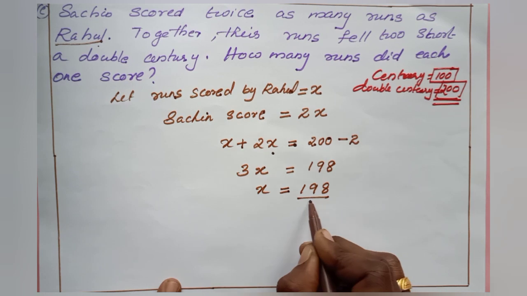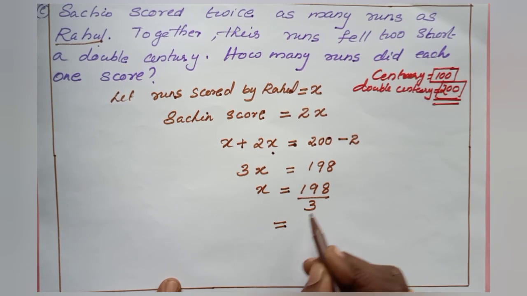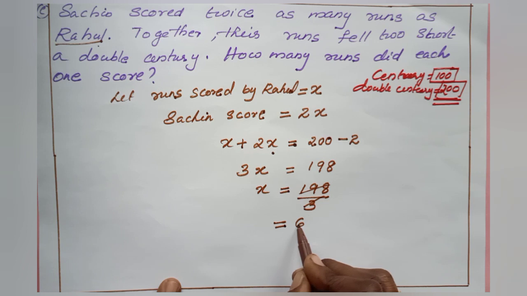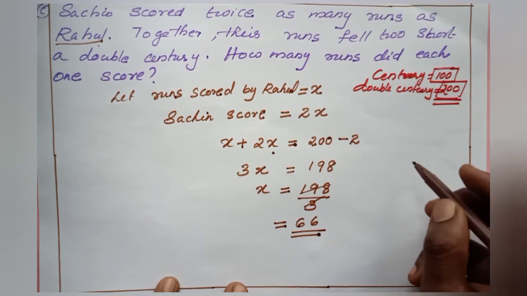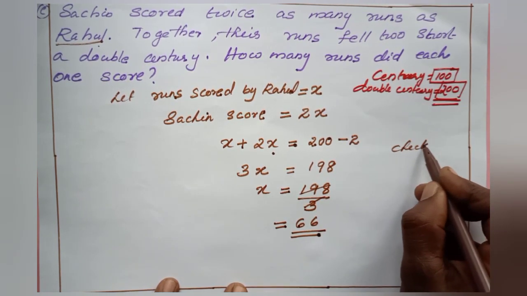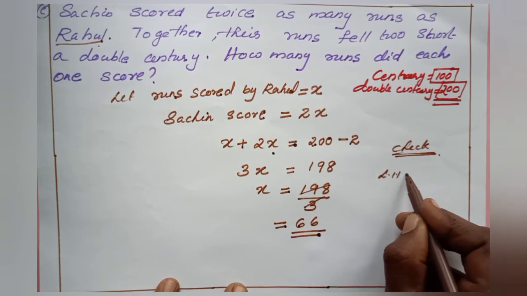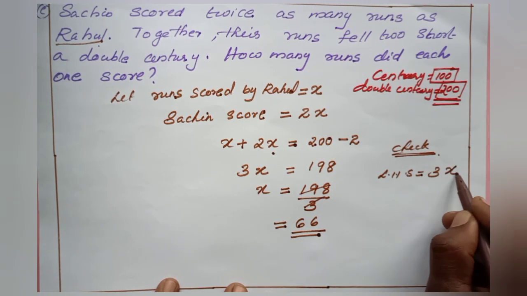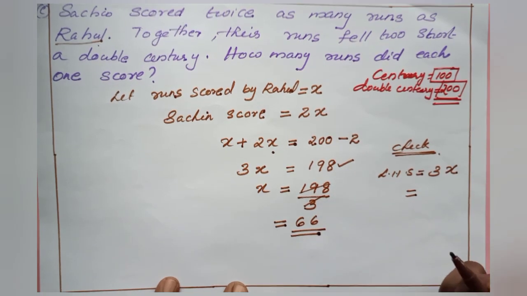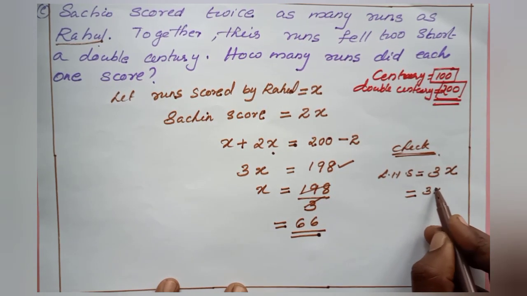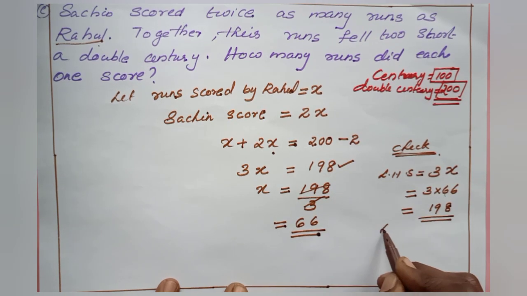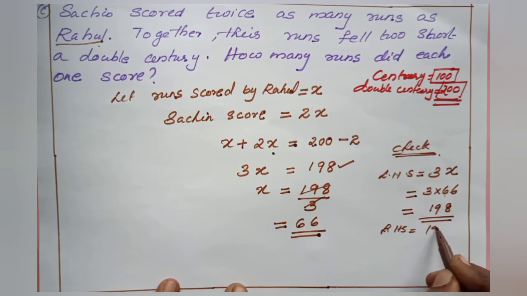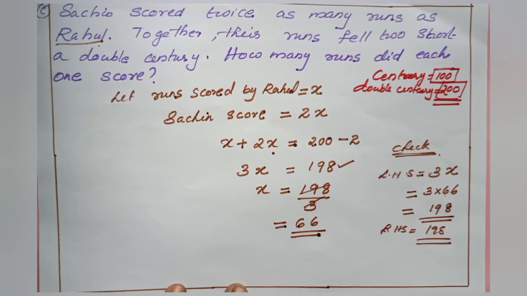So x equals 198 divided by 3. By cancellation, 6 3s are 18, 1 balance, again 6 3s are 18, so 66 runs. To check whether this answer is correct, take the left side, LHS is 3 into x, this is the final equation. 3 into 66 is 198. That is equal to the RHS. Left side and right side are equal.